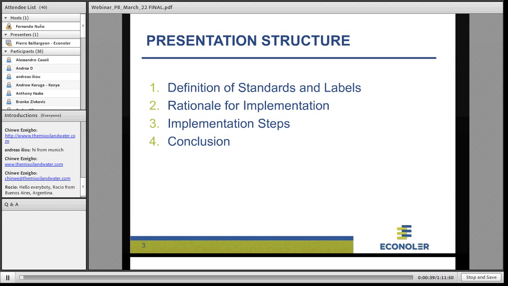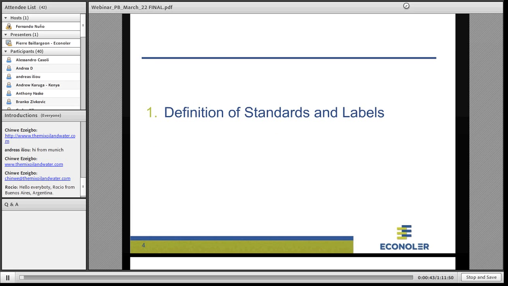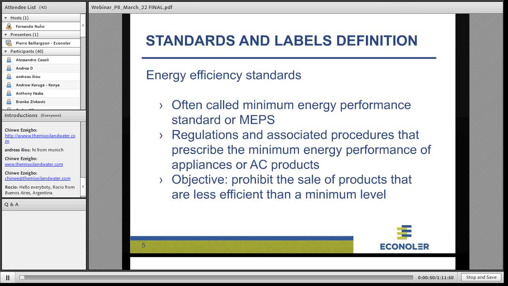So today we'll cover different topics. First one will be a review of the definition of standard and label, the rationale for implementations, the various implementation steps, then quick conclusions. So let's start immediately with the review of the definition of standard and labels.